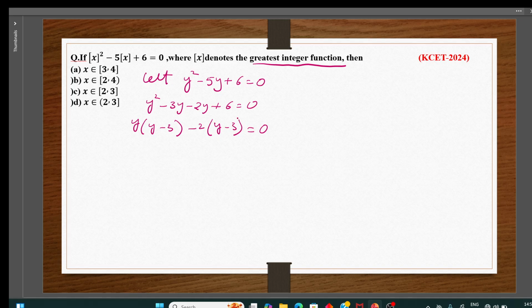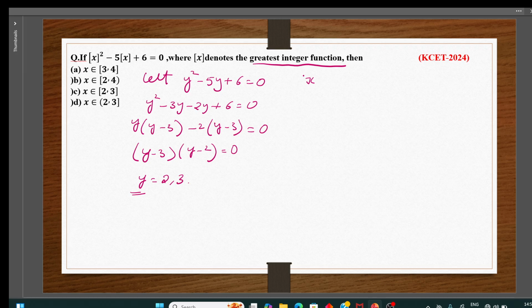If you have any doubts, check once. Y into y is y square, plus into minus is minus, 3 into y is 3y, minus into plus is minus, 2 into y is 2y, minus into minus is plus, 3 times 2 is 6. Very simple. So from this equation, y minus 3 is common, remaining is y minus 2, equal to 0. Clear? So the roots, the zeros of this quadratic, are y = 2, 3.